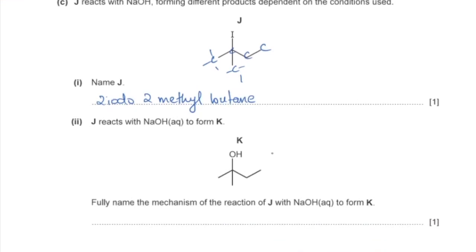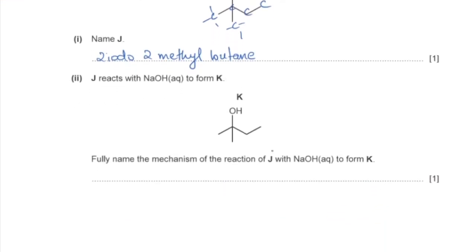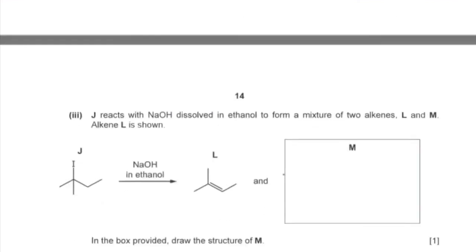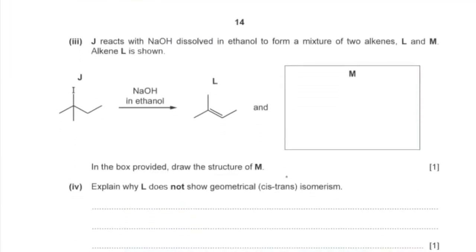Part 2, J reacts with NaOH to form K. Fully name the mechanism of the reaction of J with NaOH to form K. So NaOH has got OH with a negative sign and a lone pair of electrons, which is a nucleophile. So this is nucleophilic substitution reaction. Part 3, J reacts with NaOH dissolved in ethanol to form a mixture of 2 alkenes, L and M. Alkene L is shown in the box provided. Draw the structure of M.